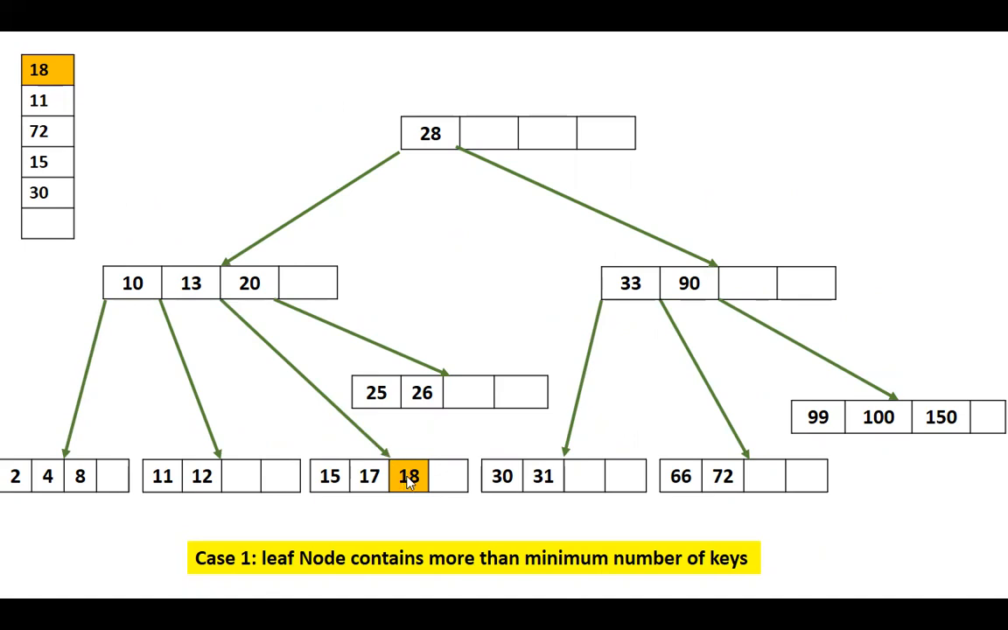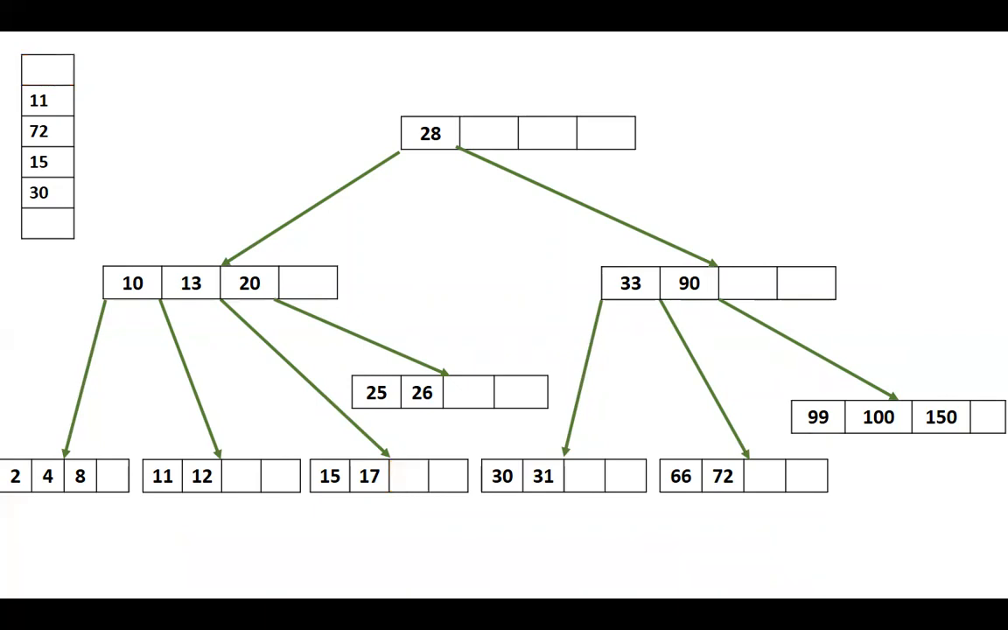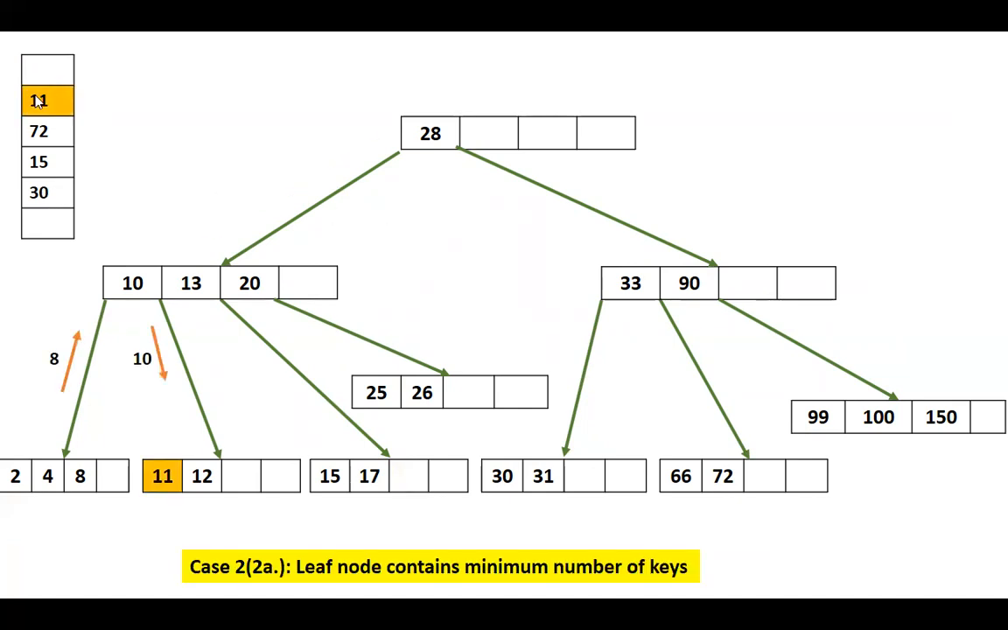Now you check. The very first thing you'll check is whether this node has more than the minimum keys required. Of course, it already has 3 keys and the minimum keys required are 2. So what you'll do is just directly delete 18 from here, right? So 18 is directly deleted. Nothing is done in the tree. Only 18 is directly deleted from the leaf node. It's very simple.